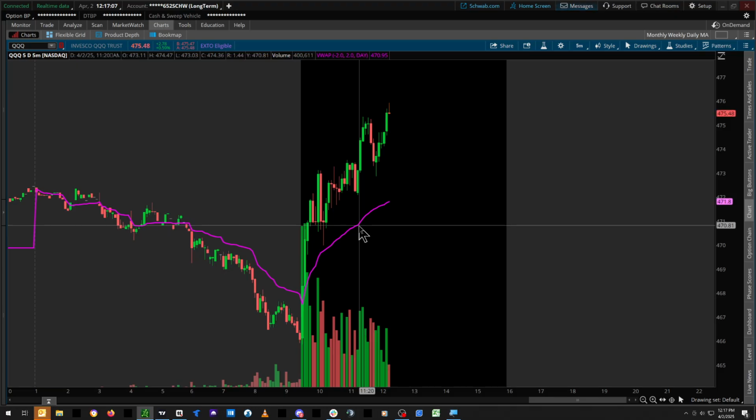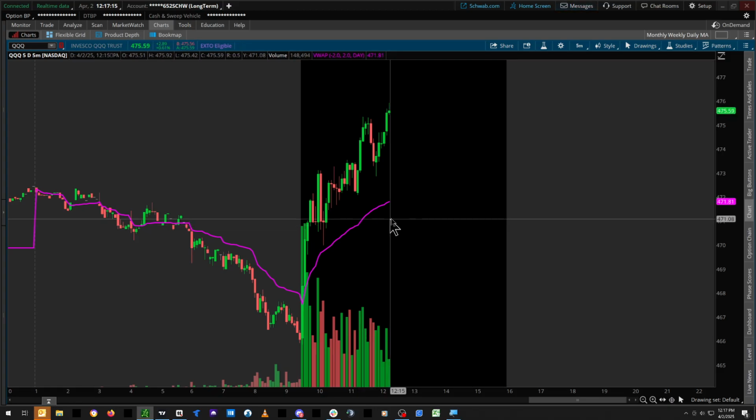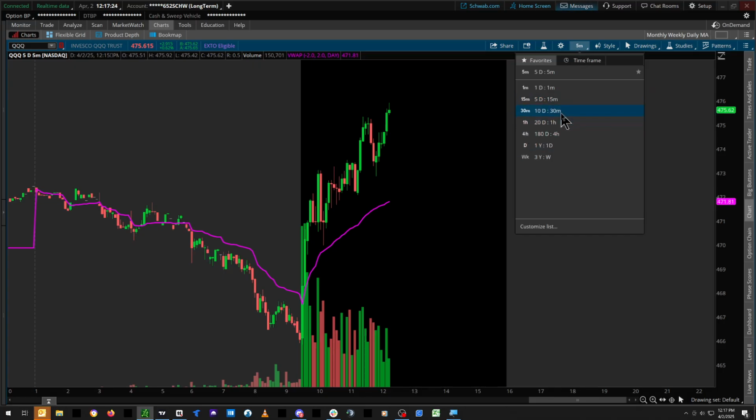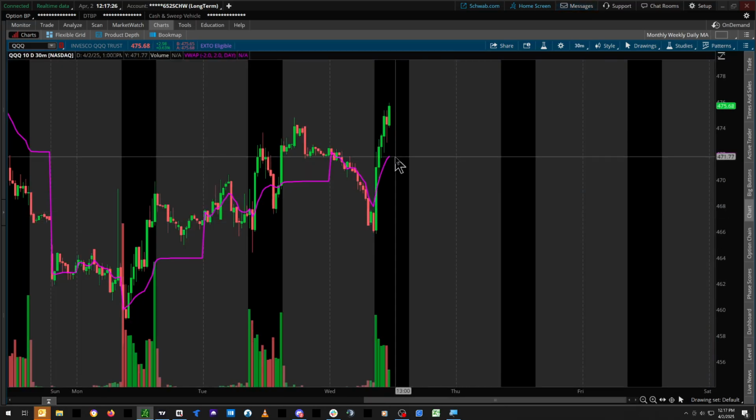Now the one nice thing about VWAP, it is a moving average that is in the absolute same place on any and all time frames. In other words, right here at this particular moment, it is $471.81. If I go to the 30-minute chart, it is $471.80 some odd cents. It's the same, because it has nothing to do with what time interval you're looking at it.